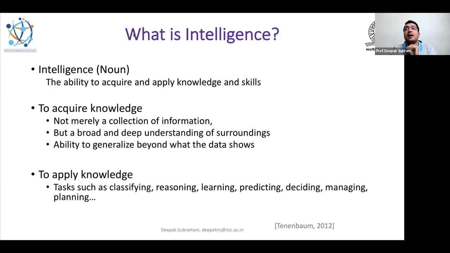And the second part is applying the acquired knowledge to do several intelligent tasks. What are those tasks that humans do very well? Humans are very good at doing tasks like classification. So what is classification?